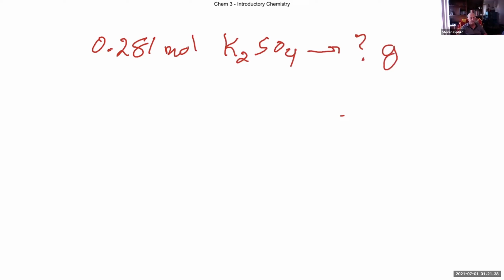It helps me when I'm doing these problems to put it into chemical form so it's in front of my face. Okay, so if you say you have 0.281 moles of potassium sulfate, how many grams do you have? Write it out so you can see it. Right. So we're starting with 0.281 moles, and I want to convert into grams.